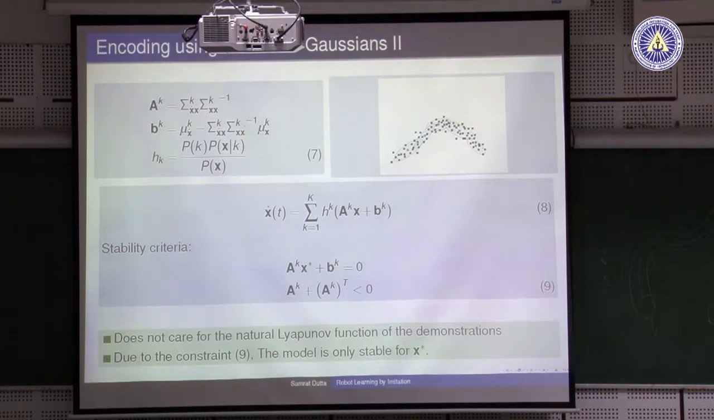Well, this model is good, but the problem is that this particular constraint doesn't care about what the natural Lyapunov function of a system is. So, it simply forces the identity Lyapunov function onto the system, and again it's not generalized in the sense that when your x star changes and you try to reproduce the motion for a different x star, the model fails, because this model is only stable for this x star.